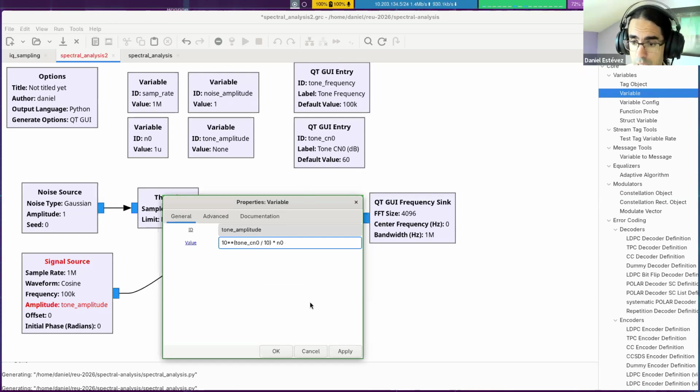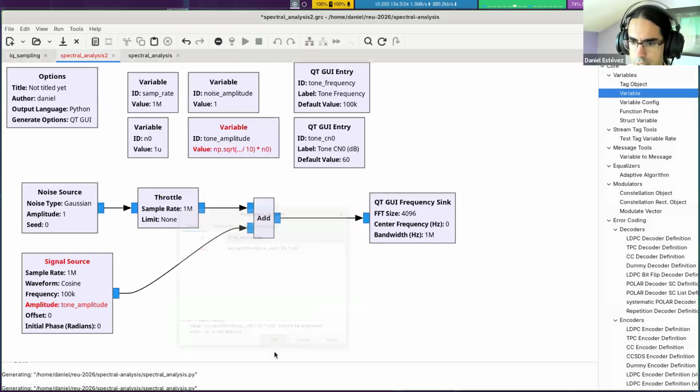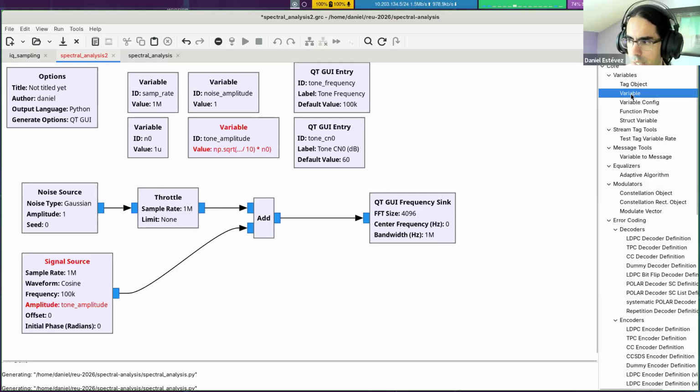But that is the power. If what I want is the amplitude, I need a square root. And this can be computed with NumPy. They can be computed with the math square root function. I'm going to compute it with NumPy. And if I do it, I get an error which says NP is not defined, so this formula cannot be evaluated. The reason is I haven't imported the NumPy package.